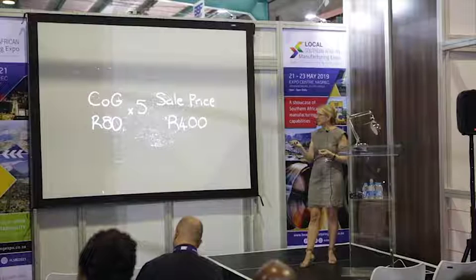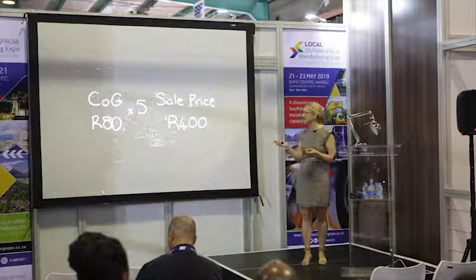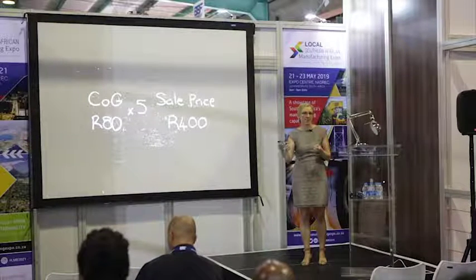So from this, you can see every rand that you save at this cost of goods end, when it's multiplied 5 times, can have quite a significant impact down here. This can be the difference between you and a competitor's product on the shelf.